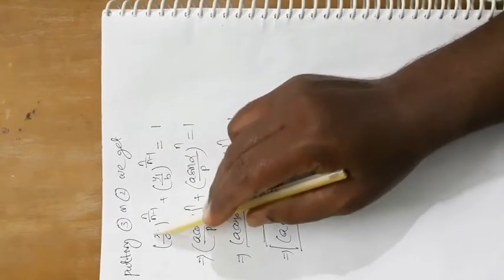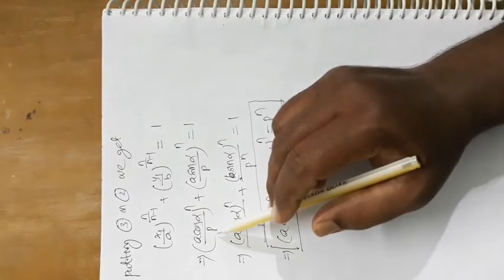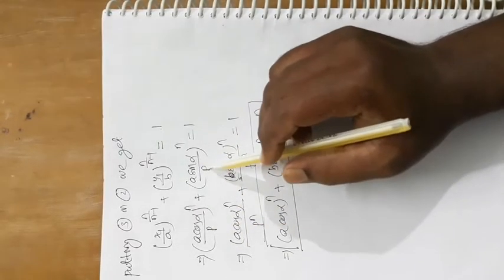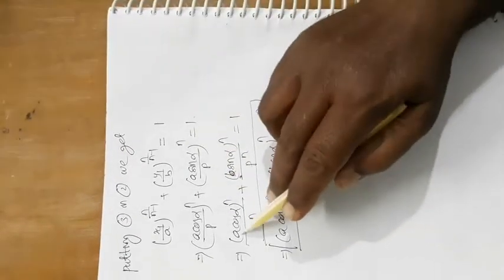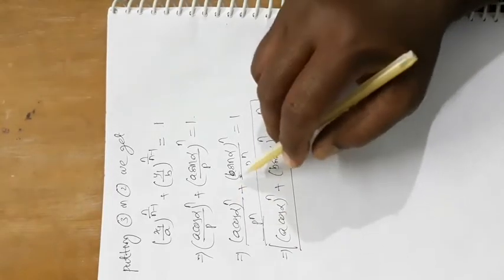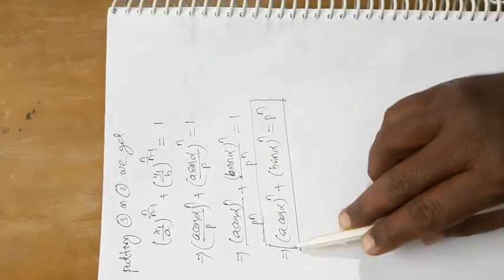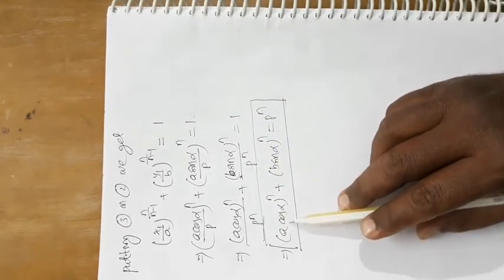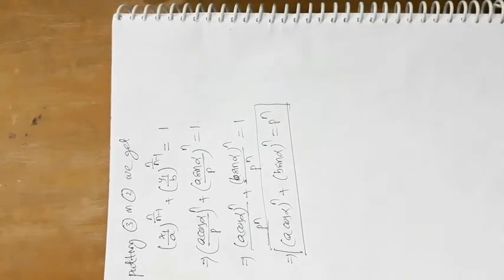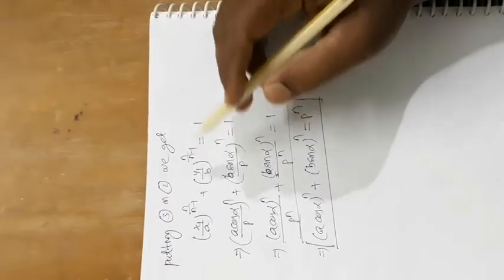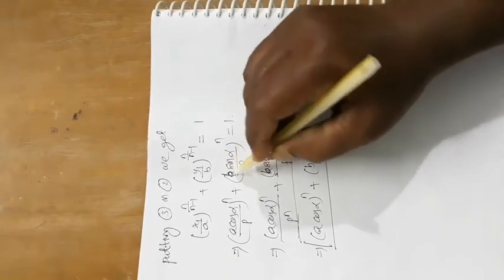In place of (x1 by a)^(n by n minus 1), I am going to write (a cos alpha by p) whole to the power n plus (b sin alpha by p) whole to the power n is equal to 1. Now it is (a cos alpha)^n by p^n plus (b sin alpha)^n by p^n is equal to 1. Just multiply by p^n and you get the answer: (a cos alpha)^n plus (b sin alpha)^n is equal to p^n. Sorry, I mistakenly wrote a sin alpha; it is really b sin alpha. Okay.